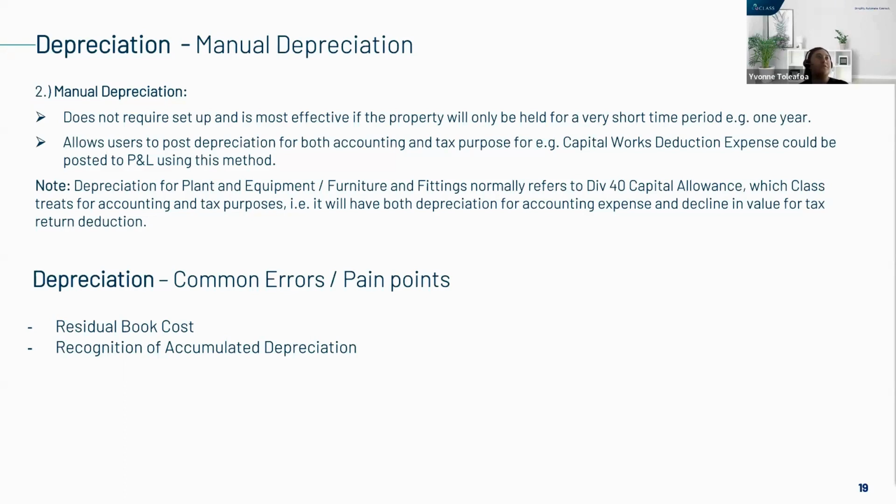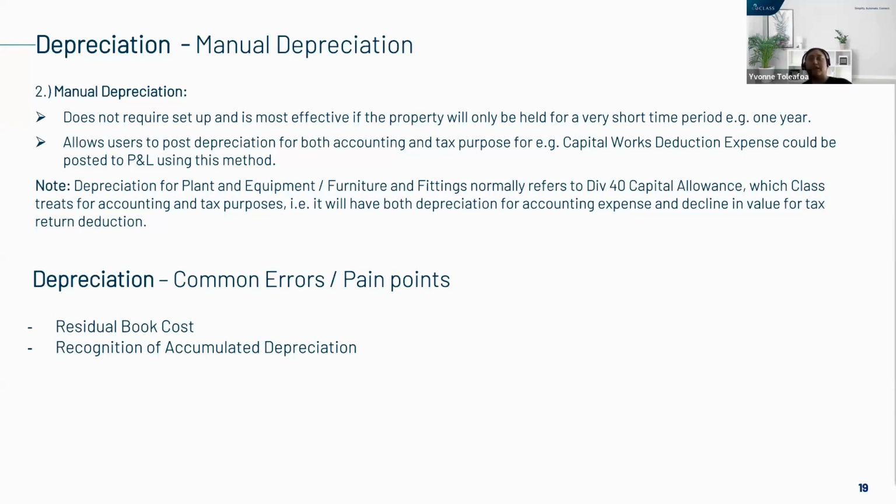Now, while we're on the topic of depreciation, I just want to touch base on some pain points that have been identified from yourselves as users of Class and us in the support team, from some queries that we received. Those two common errors and pain points are the residual book cost and recognition of accumulated depreciation. Now, the two are quite closely related. One is usually the cause of the other one.